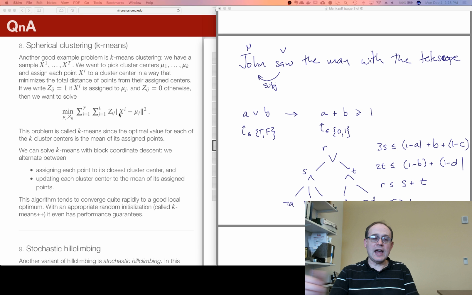And so that's a good example of a block coordinate ascent algorithm that works quite well in practice. That algorithm is called the k-means clustering algorithm. And it tends to converge pretty rapidly to a pretty good local optimum. You can even give performance guarantees if you initialize appropriately, which is kind of cool.